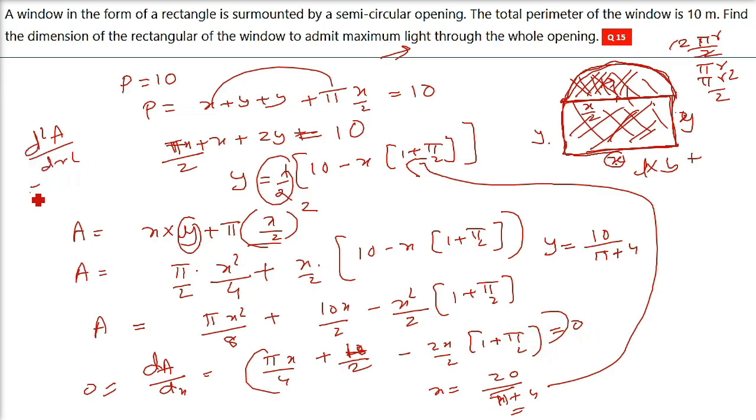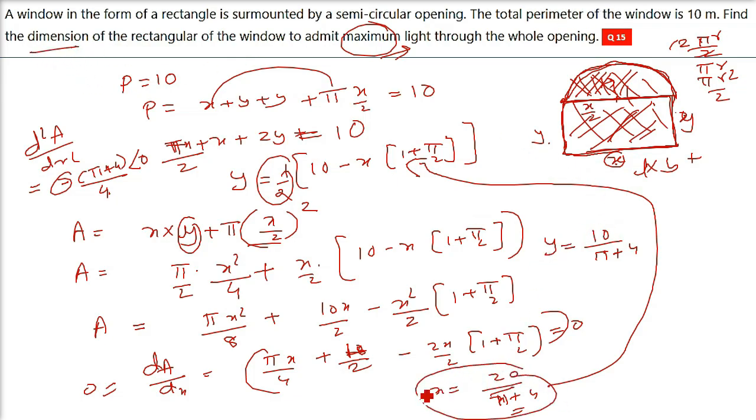Second thing will be the double differentiation of this expression. And let me tell you, the double differentiated value will be negative pi by 4 plus 4. Since it is negative, you are going to get the maximum value. And here maximum means maximum light coming from the whole opening of this particular shape. We already have the x and y and the question is asking about the dimension of the rectangle.